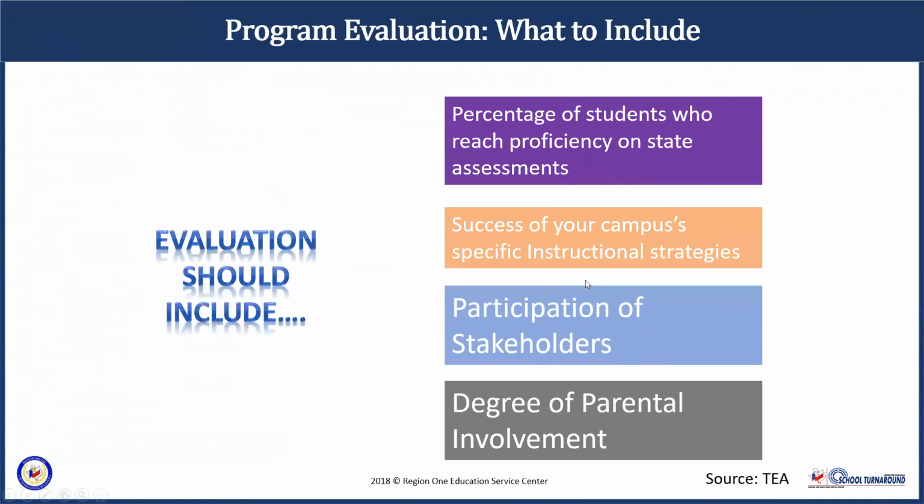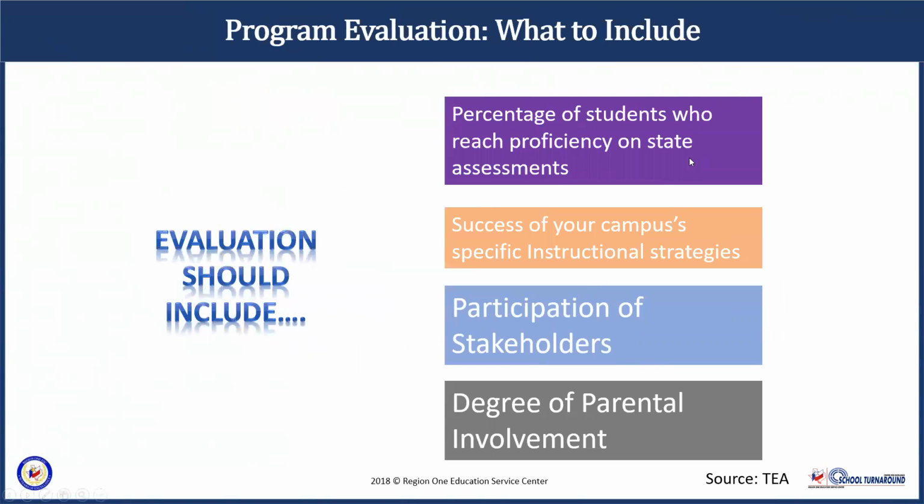Evaluation should have the percentage of students who reach proficiency on state assessments. So you're taking that baseline data from the year prior or benchmarks, and then you're having percentages of those students, not only the all student group, but also looking at your special population groups that are also there in the data.